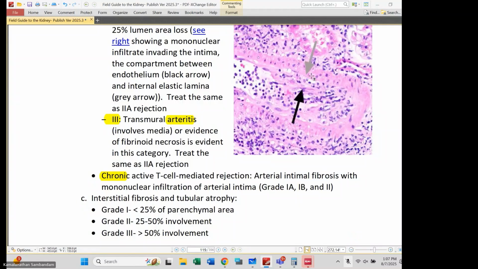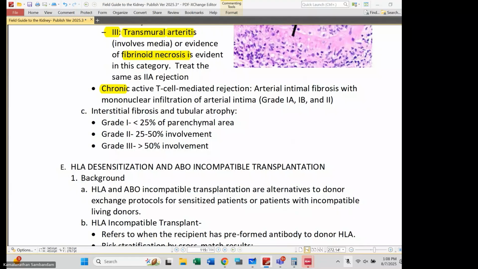For 3, I'm seeing inflammation across all 3 layers, not just in the intimal layer. I see inflammation extending into the media and the adventitia even sometimes. That would be considered transmural arteritis, making it a 3. If I see necrosis of the vascular wall, that also makes it a 3. Those are bad.